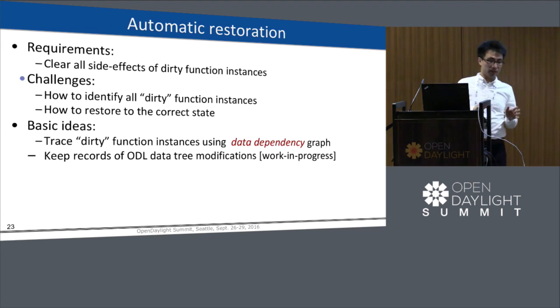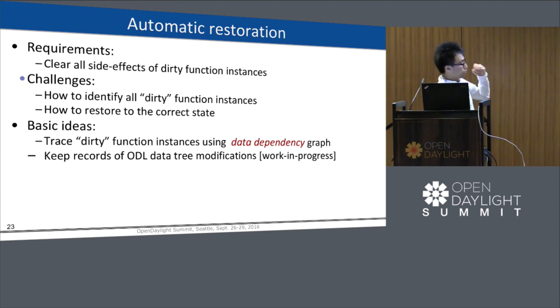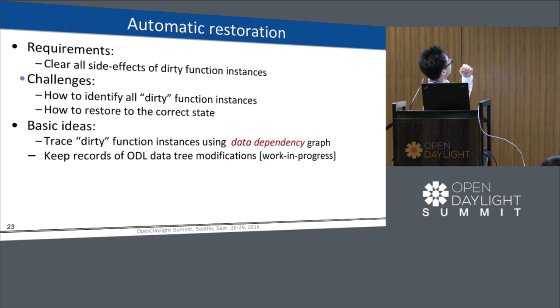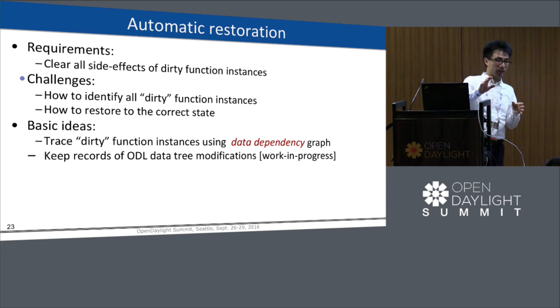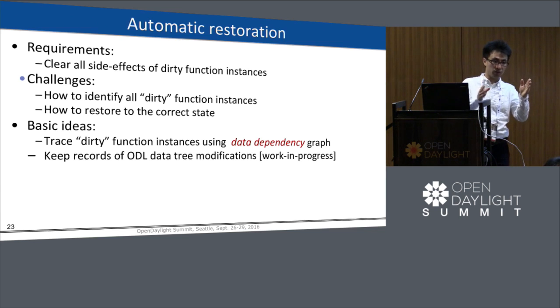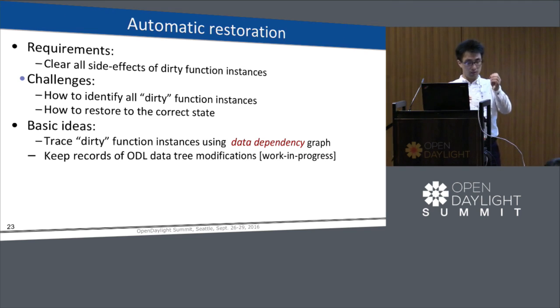And we also do automatic restoration. To do automatic restoration, we need to clear all the side effects of the program. Basically, we need to keep track of what data can affect what kind of function instances. And different function instances may have some relationships. For example, the output of one instance can be the input of another instance. And when we do restoration, we still follow this order, and after we clean up all the dirty instances, the system state is clean and consistent.